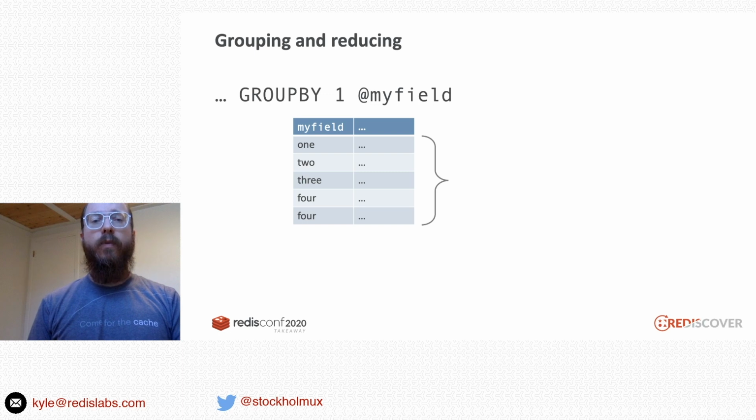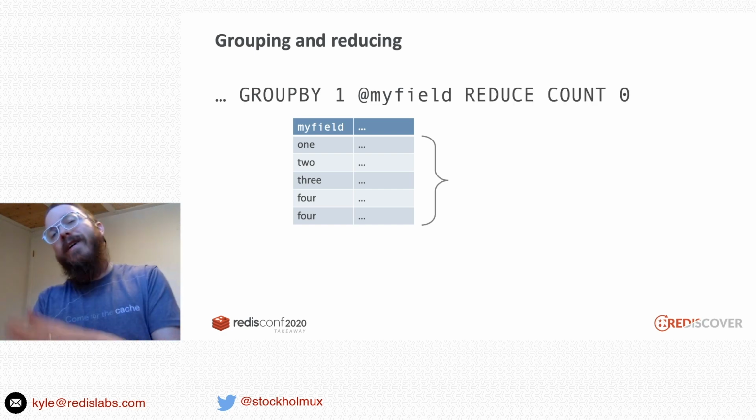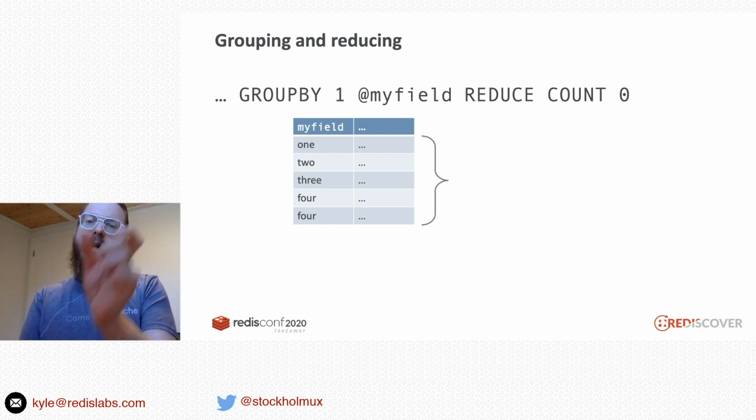Now, what's going to happen here is kind of interesting. We're going to take this, and first thing we have to do is a reduction. We specify the reduction. Group by always has to have at least one reduction to it. We're going to reduce by count 0.